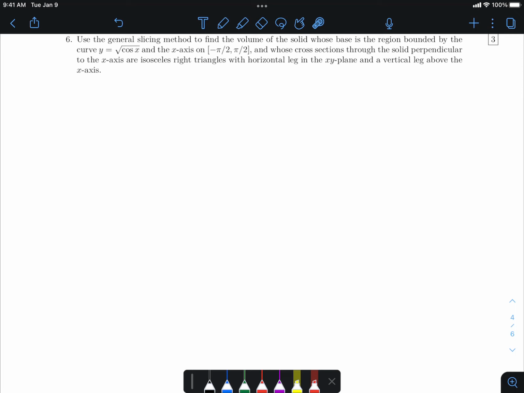So this is using the slicing method to find the area or the volume of a certain solid. The description of the solid is pretty general, pretty nondescript. So here's the idea, right? You have a solid whose base is the region bounded by the curve y equals cosine x and the x-axis. So first of all, if you were to put this on xy, the y equals cosine x function looks pretty much like this.